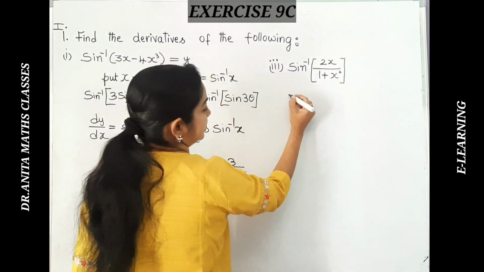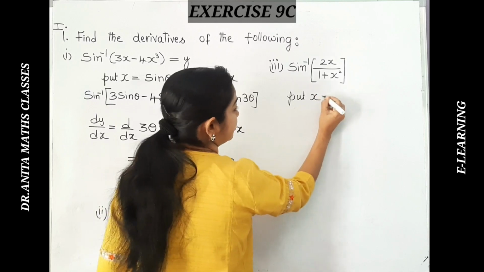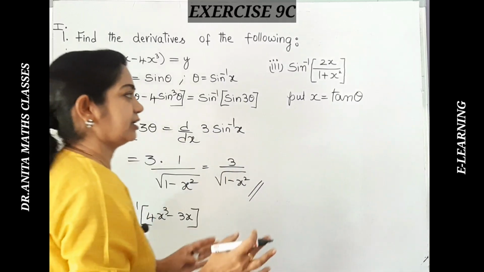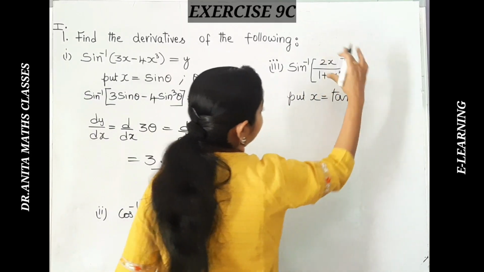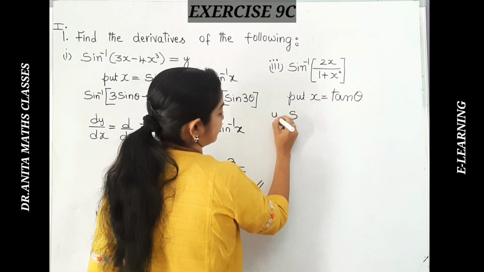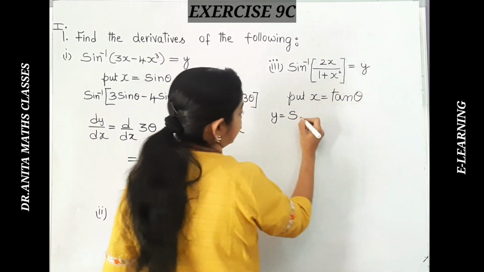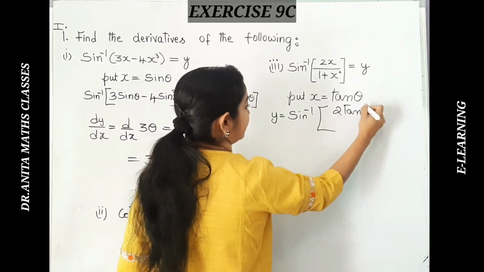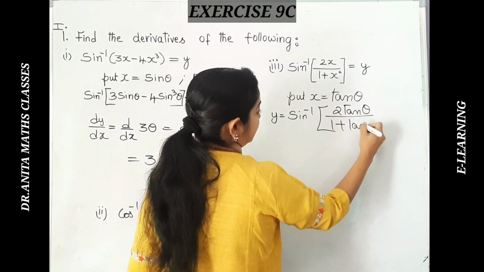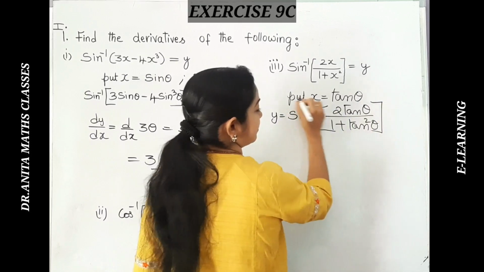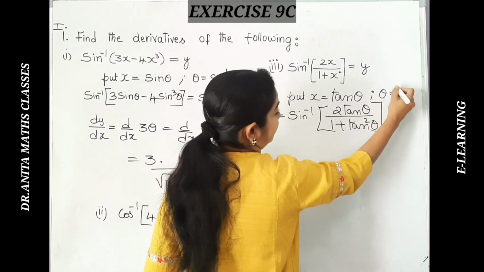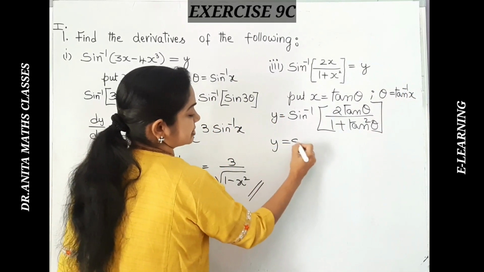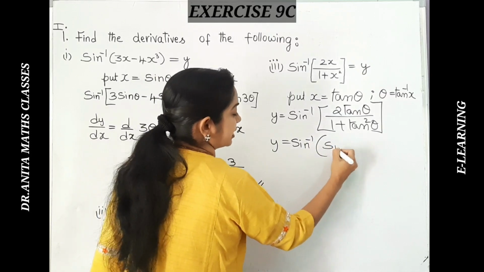So let us put here x is equal to tan theta. If we are perfect in the trigonometric ratio formulas, then only we can apply it. I am supposing this as y, so we'll find dy by dx. So y is sine inverse of 2 tan theta by 1 plus tan square theta. When you suppose x is equal to tan theta, theta will automatically be equal to tan inverse of x. Now this is nothing but sine inverse of, this is the formula of sine 2 theta.